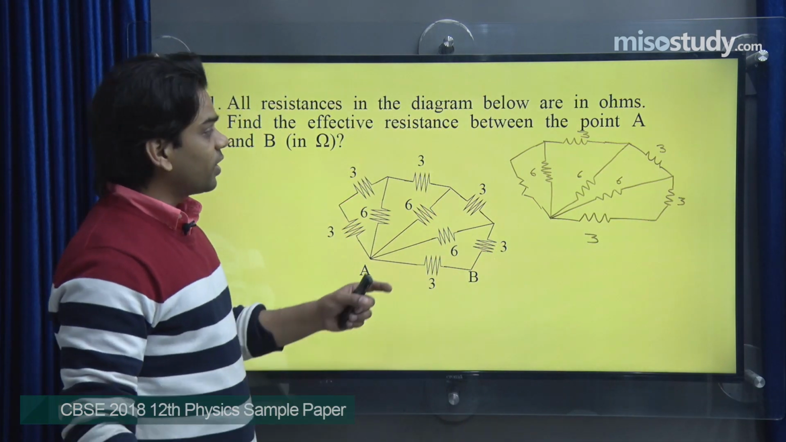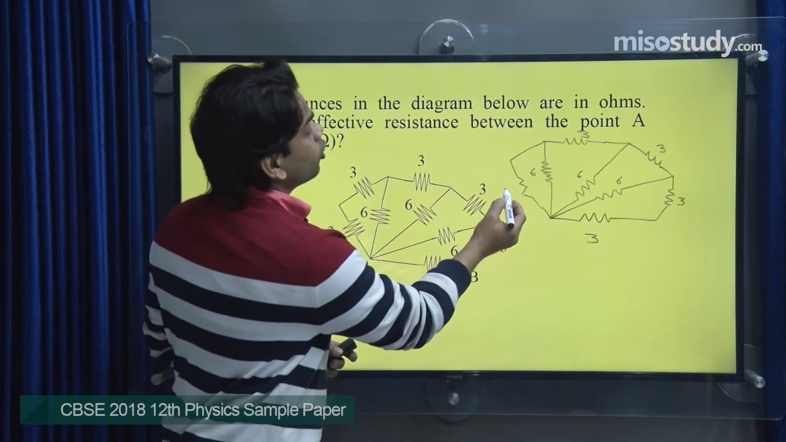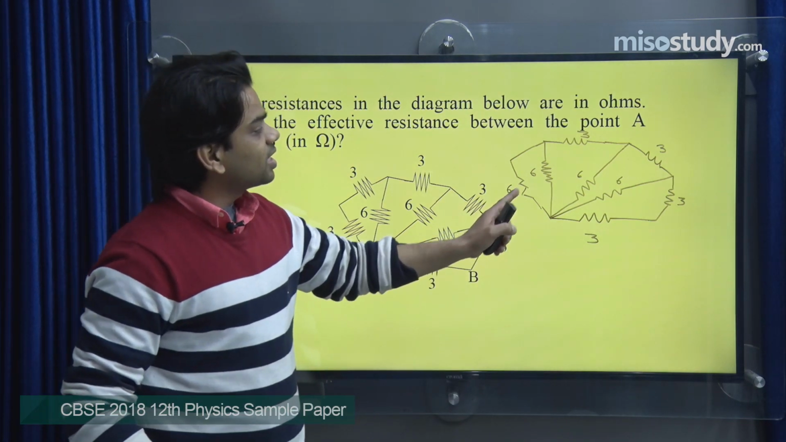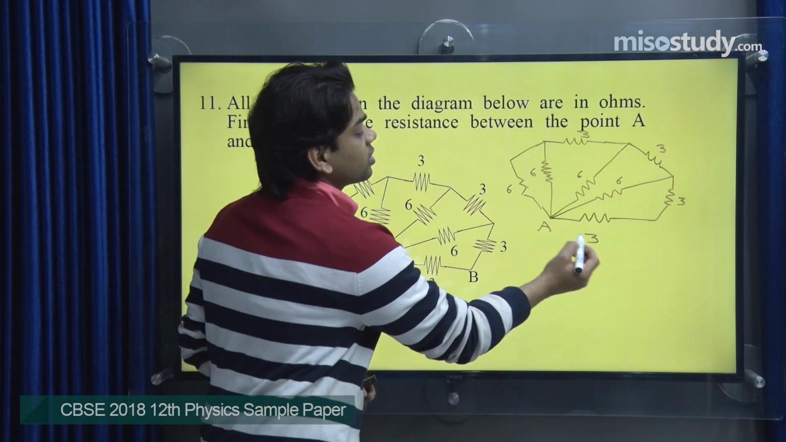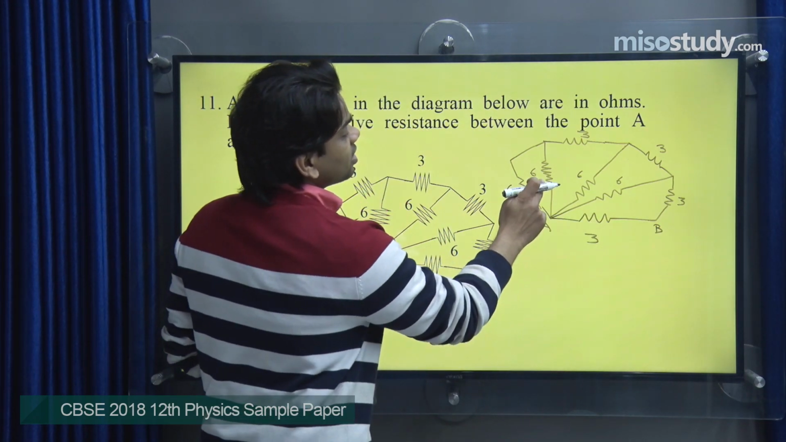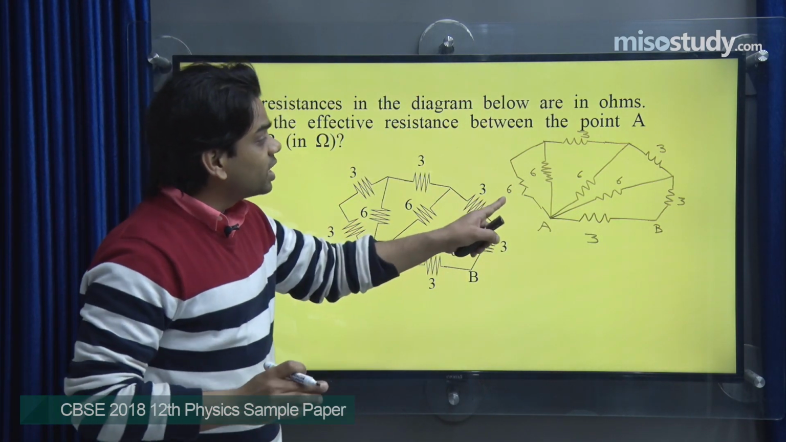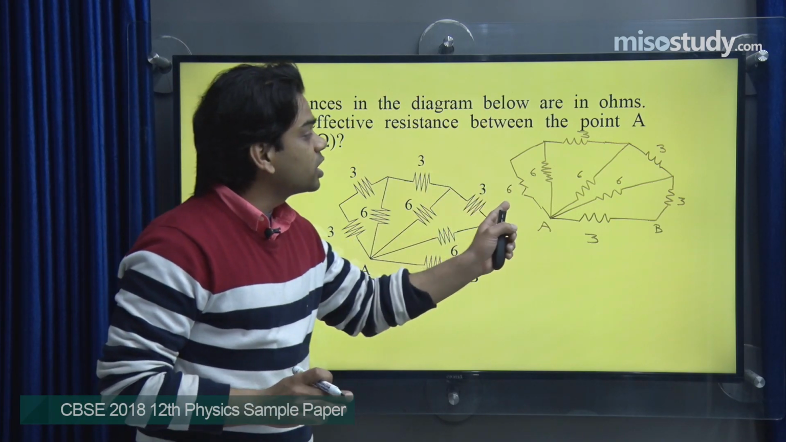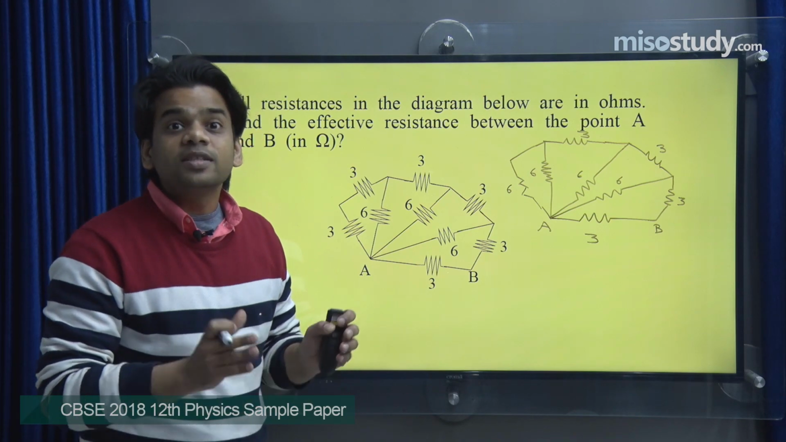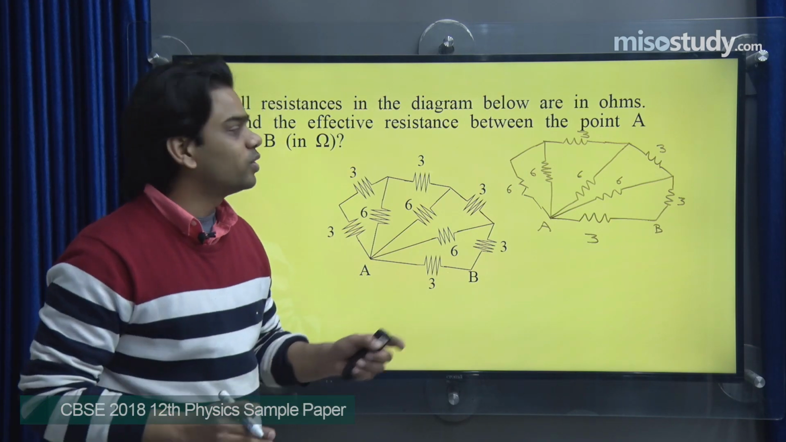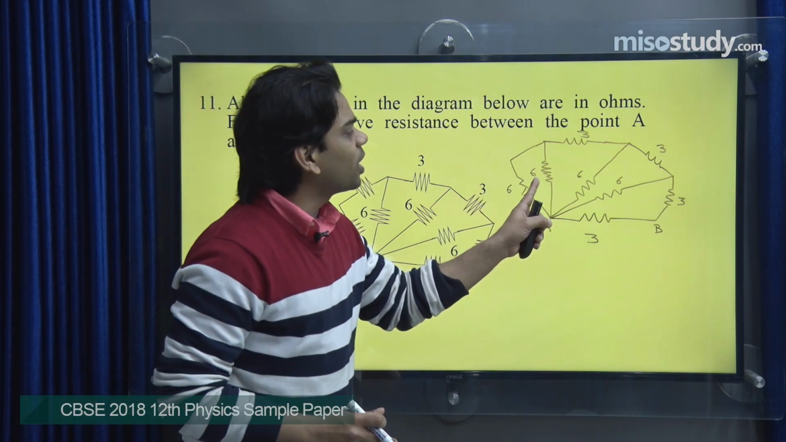Now you can see we have eliminated this 3 and 3 and drawn an equivalent resistance of 6 ohm. Now this 6 and 6 will be connected in parallel, as you can see that the potential difference across this 6 and this 6 is the same. So two equivalent resistances of 6 connected in parallel means their equivalent will be just 6 by 2, that is equal to 3. So if I eliminate this, I'll have 3 ohm.